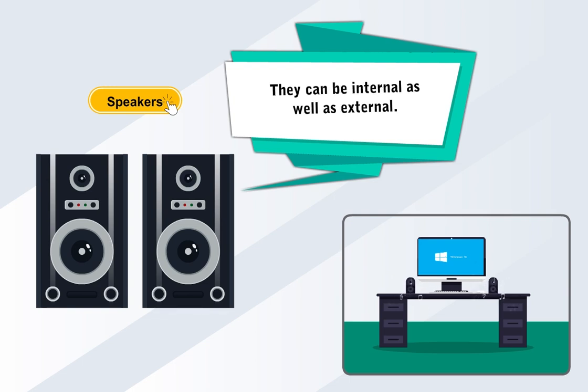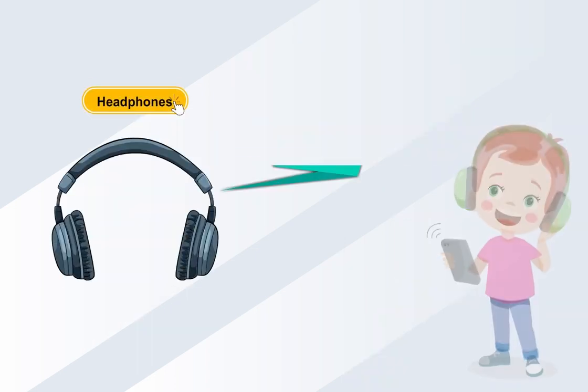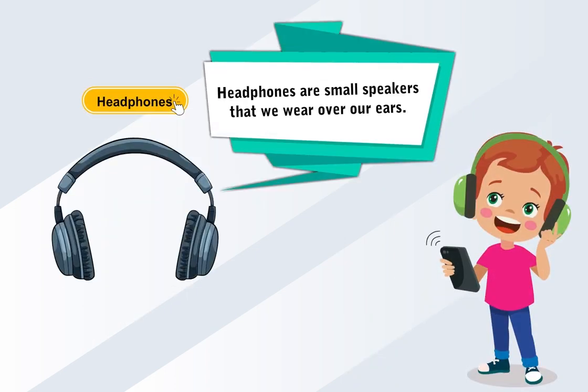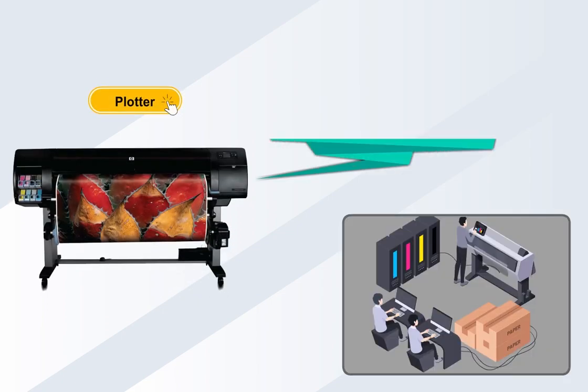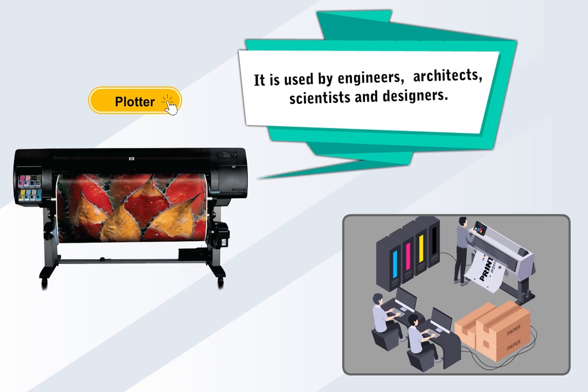They can be internal as well as external. Wireless external speakers are also available these days. Headphones. Headphones are small speakers that we wear over our ears. They let only one person listen to sound or music at a time. Plotter. A plotter is a special type of printer that is used to produce high-quality, large-scale drawings and maps. It is used by engineers, architects, scientists, and designers.